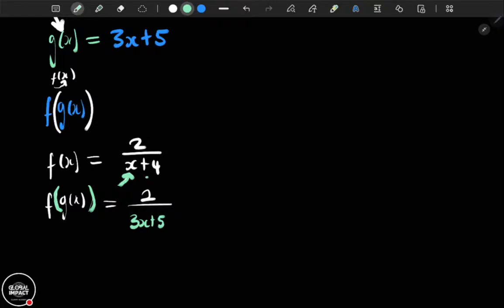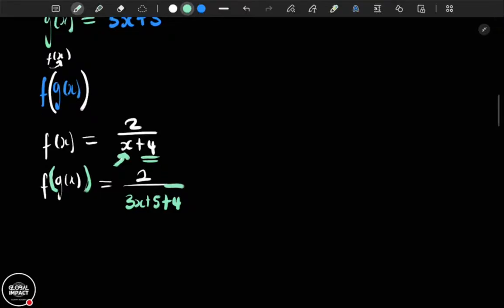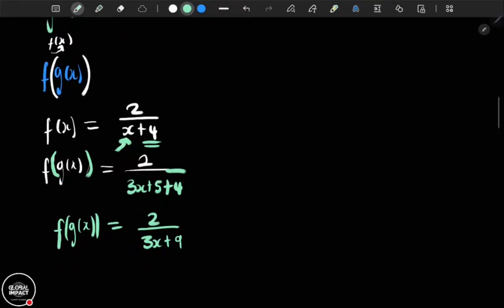Then what comes after x? A plus 4. So we now put that plus 4. We have to do that. So this now becomes 2 over 3x plus 9. This becomes our f g of x.